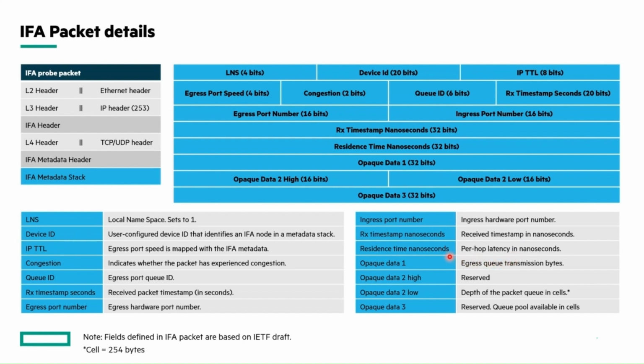This is what we will be seeing in the final metrics as well. And then further, we have opaque data, which is 1, 2, and 3, which will be updating or telling you the information about your queue depths. It should be noted that queue depths are mentioned in the units of cells. To convert the cell into bytes, you need to multiply it by 254 bytes. So one cell is essentially equal to 254 bytes.